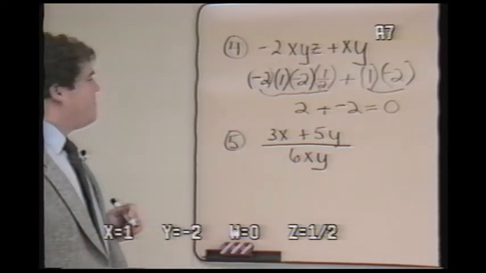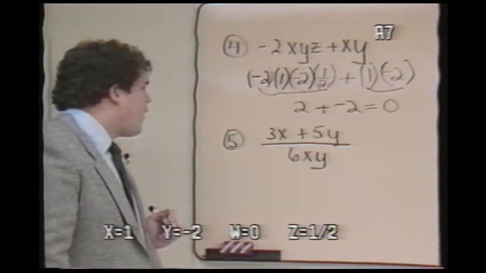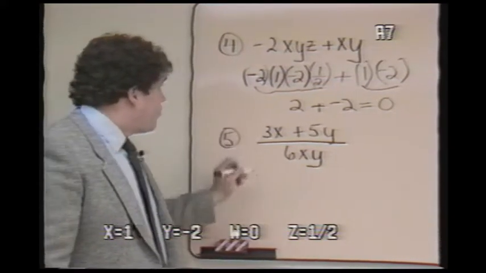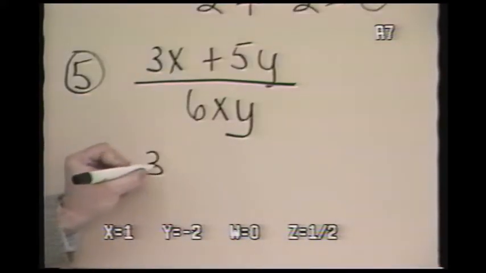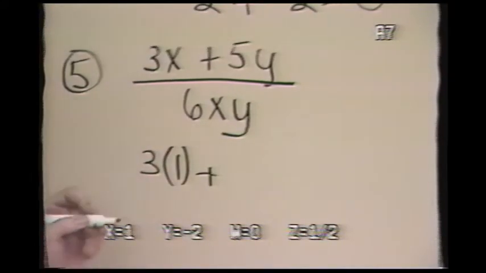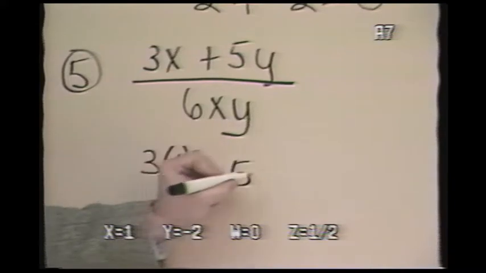Problem number 5, 3x plus 5y over 6xy. Well, 3x is going to equal 3 times 1, and 5y is equal to 5 times negative 2.